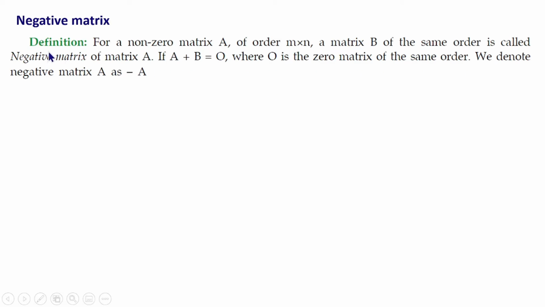Now moving on to negative matrix. For a non-zero matrix A of order m by n, a matrix B of the same order is called the negative matrix of matrix A if A plus B equal to O, where O is the zero matrix of the same order. We denote the negative matrix of A as minus A.